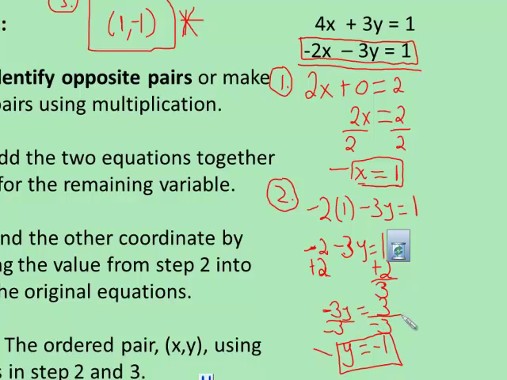Now we had to divide on both sides by -3. That's going to give you 1, which is y. And the answer is right here: (1, 1).